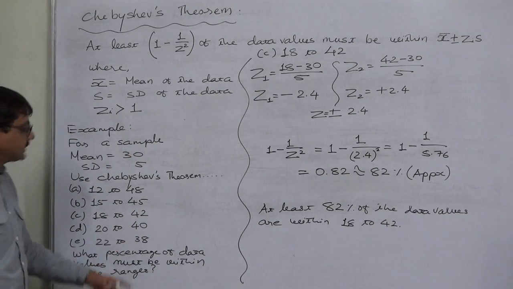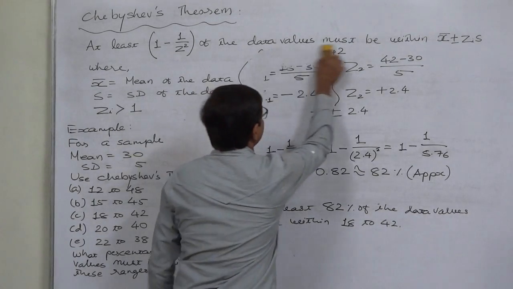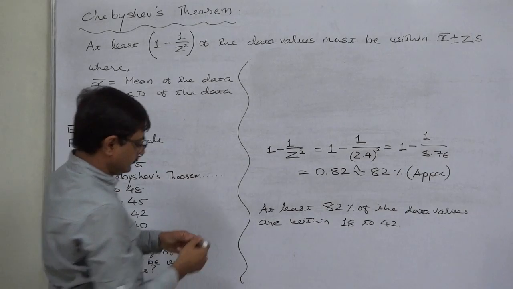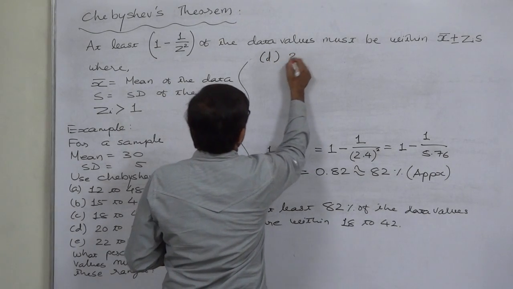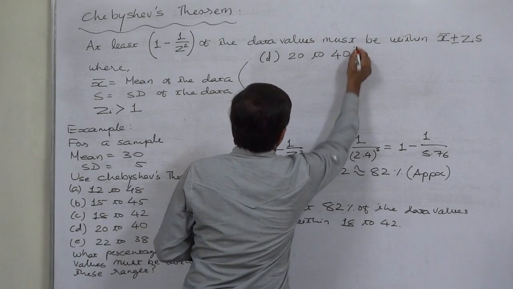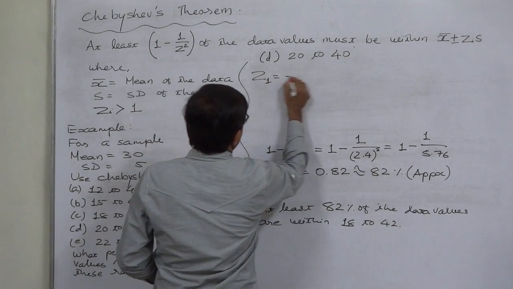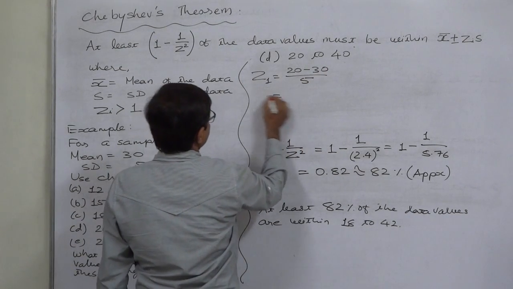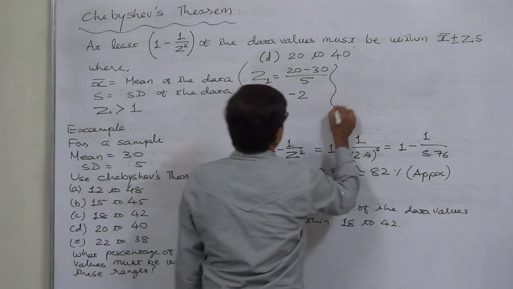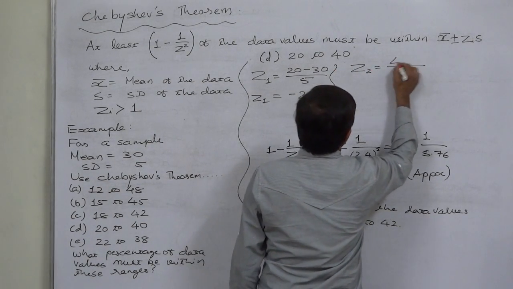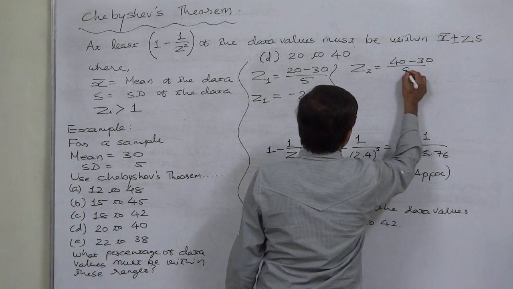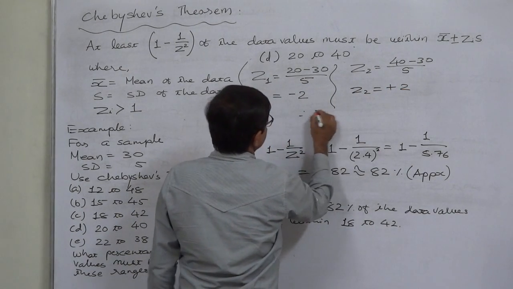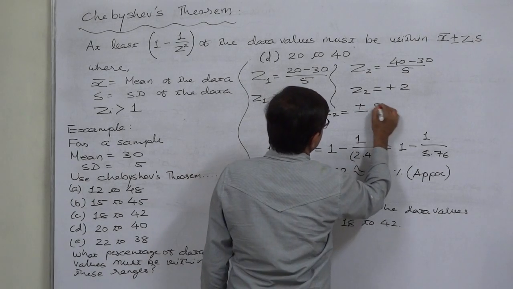The fourth range given is 20 to 40. Z value for 20 is 20 minus mean 30 divided by standard deviation 5. So it comes to minus 2. Z value for 40 is 40 minus mean 30 divided by standard deviation 5. That means it is positive 2. That means the z value for this case is plus or minus 2.